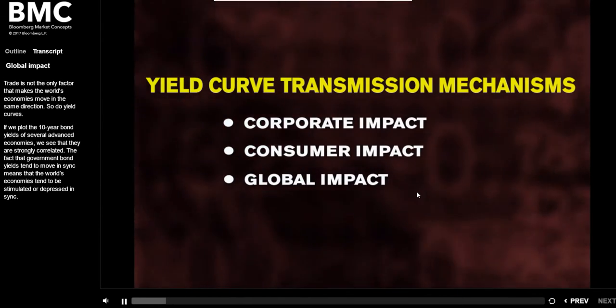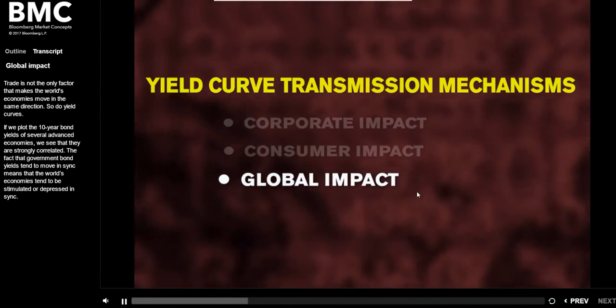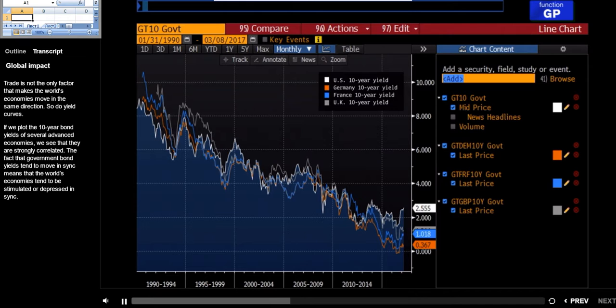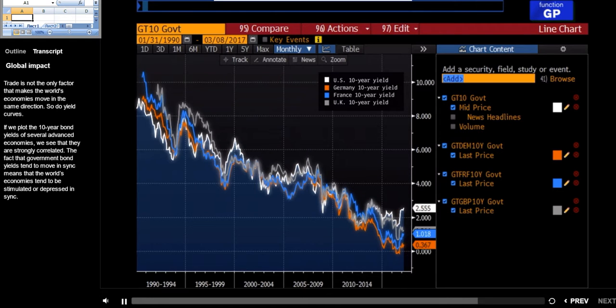Trade is not the only factor that makes the world's economies move in the same direction. So do yield curves. If we plot the 10-year bond yields of several advanced economies, we see that they are strongly correlated. The fact that government bond yields tend to move in sync means that the world's economies tend to be stimulated or depressed in sync.